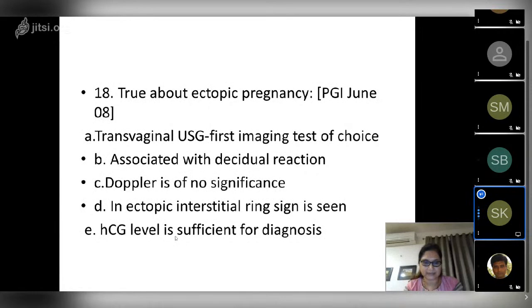Now, the last one, that is HCG level is sufficient for diagnosis, is not a correct statement. HCG level is not sufficient for diagnosis. We have to rely on the other diagnostic methods as well. So the answer for this question, true about ectopic pregnancy, is A, transvaginal ultrasonography first imaging test of choice, B, associated with decidual reaction, and D, that is in ectopic interstitial ring sign is seen.